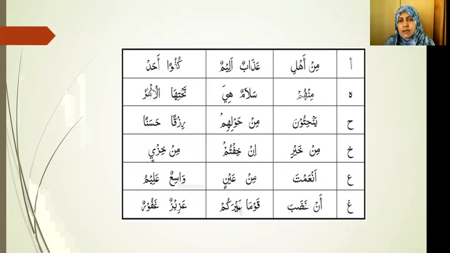So with the letter ha, the noon sakin is followed by a ha, which comes from the lowest part of the throat, the bottom of the throat. Minhum. Salamun hiya. Tahtihal anharu. It would be wrong to say tahtihal anharu with nasalization, because this is not a place for ikhfa. This is id-haar. The noon sakin has to be recited clearly without any nasalization, because it's followed by the letter ha. So who would like to recite this line, please?